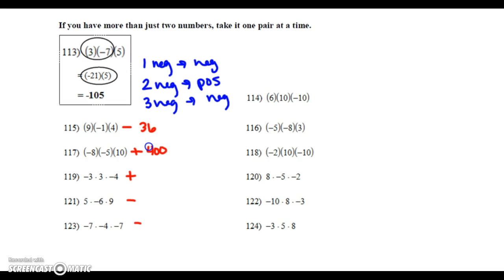Now it doesn't matter what order you go in. If it's easier to go backwards, you can go backwards, just as long as you multiply everything together. So 3 times 3 is 9, times 4 is 36. 5 times 6 is 30, times 9 is 270. 7 times 4 is 28. Times 7, 56, carry the 5. 7 times 2 is 14, plus 5 is 19, so 196. Go ahead and try this next column on your own.